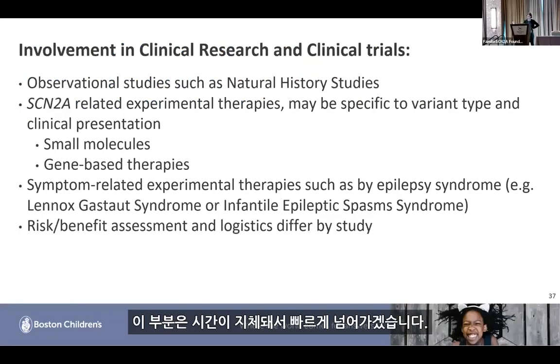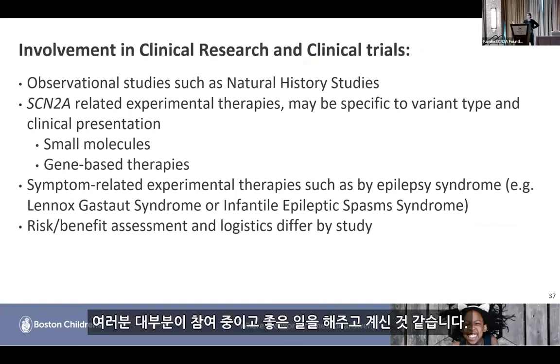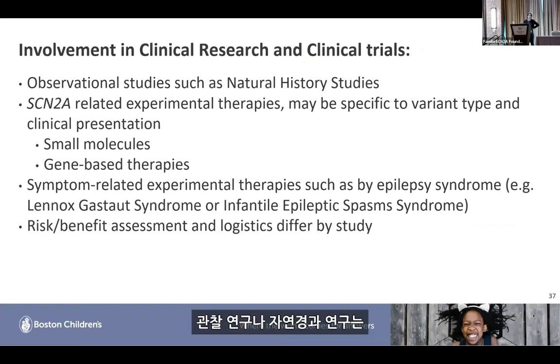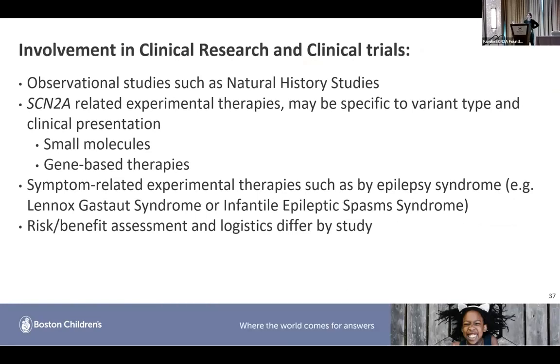So I don't want to take too much time because we got a little bit delayed. Just quick note on clinical research and trial involvement. You guys are mostly involved. It sounds like you're doing a great job, but really helpful to have observational and natural history studies to, again, understand where we are so that we have a treatment we know we're making progress or not.